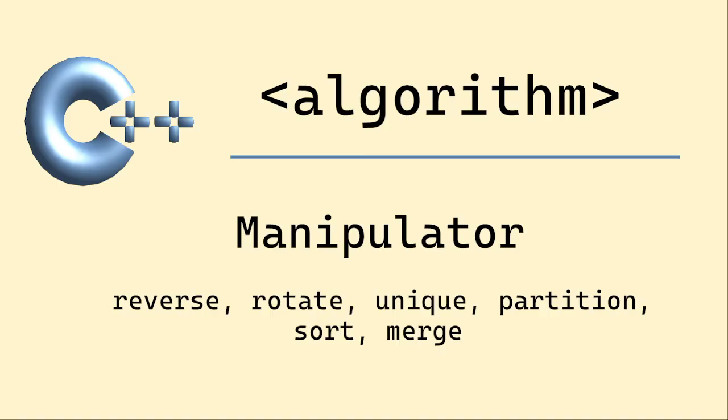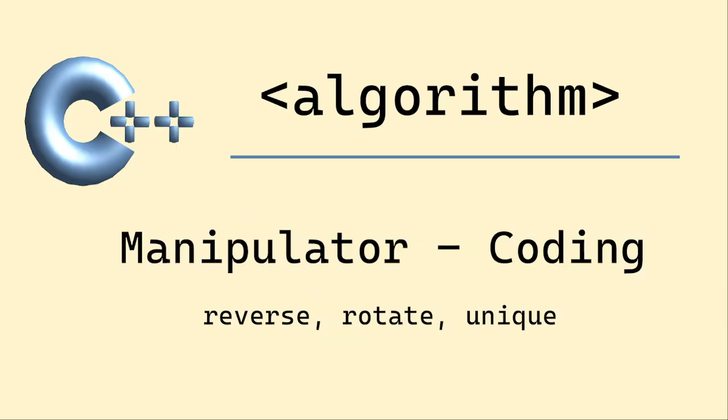Let us talk about manipulator algorithms. Here I will focus on the following manipulator type STL algorithms, namely reverse, rotate, unique, partition, sort, and merge. Let us learn how to use these functions in our coding: reverse, rotate, and unique.